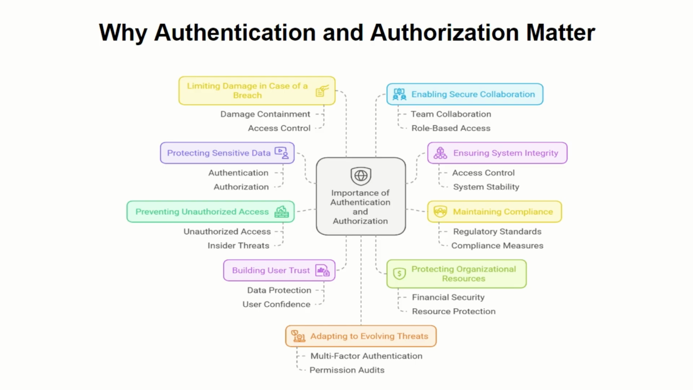Secure collaboration and adapting to evolving threats are other areas where authentication and authorization matter. As cyber threats evolve, organizations must continuously adapt their authentication and authorization systems. Implementing multi-factor authentication, regular permissions audits, and the least privilege principle helps prevent unauthorized access even in the face of sophisticated attacks like phishing, credential stuffing, or brute force attacks.